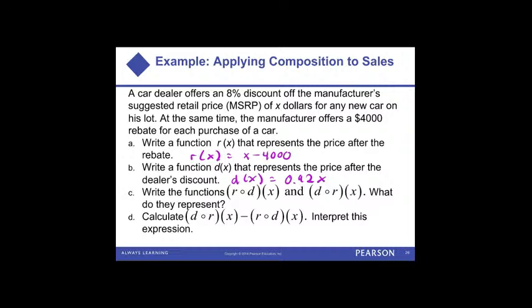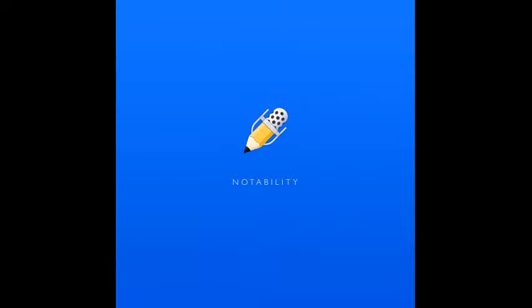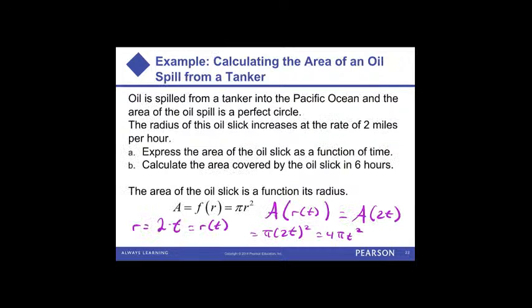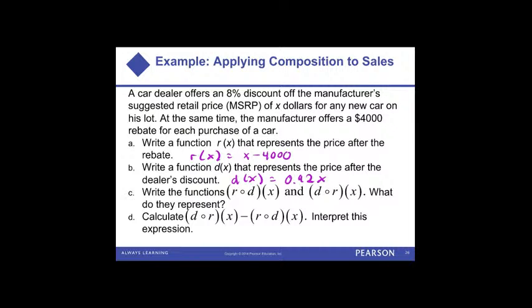Okay, so kind of looking at it, we did A and B together. After the rebate, we take the price of each car minus the $4,000 rebate, and then B was a dealer discount, 8% off. So instead of paying 100%, we paid 92%.